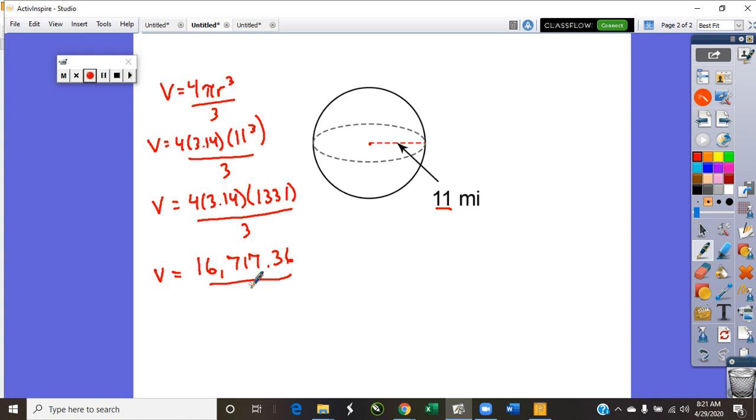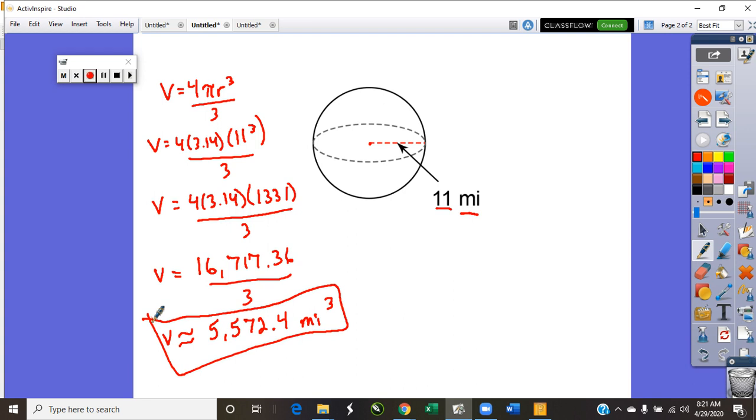The reason is that those are using a different amount of pi, but we're just going to stick with 3.14. When we divide this by 3, we should get an answer like this. Volume is about, please remember these are approximate, 5,572.4, and this is miles cubed. That's our final answer for this one. It's really all about just plugging in the numbers where they need to go. It's not that difficult of a process.